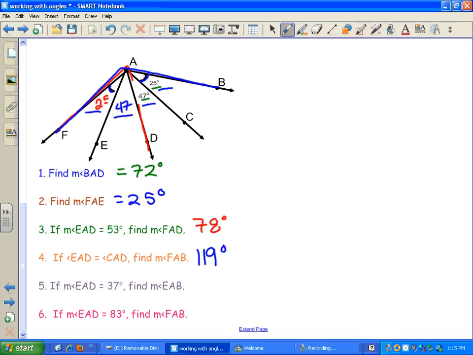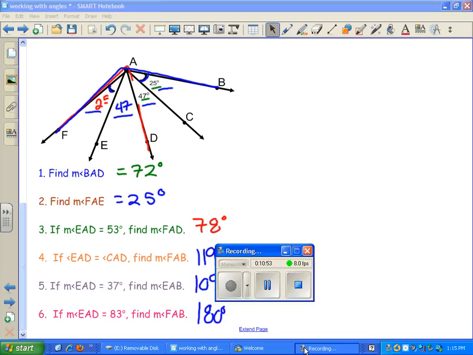For number 5, you should have had 109 degrees. And for the last one, number 6, you should have had 180 degrees. Now, I know that angle FAB does not appear like it's 180 degrees, but mathematically, based off the measurements it gave me, we got 180 degrees for our answer. So there you go. There's your angle addition postulate. Good luck with the rest of this lesson.